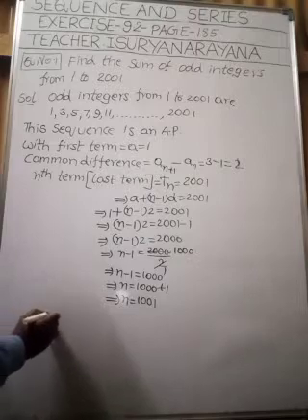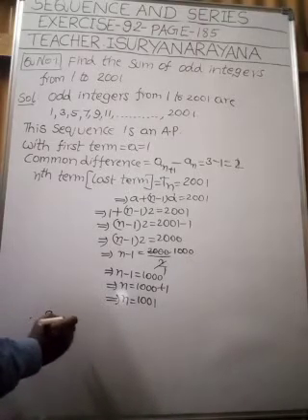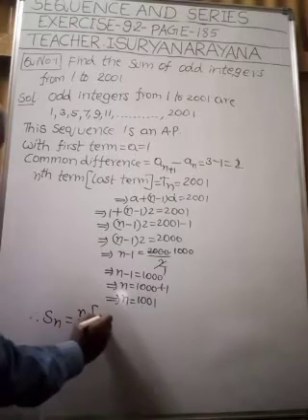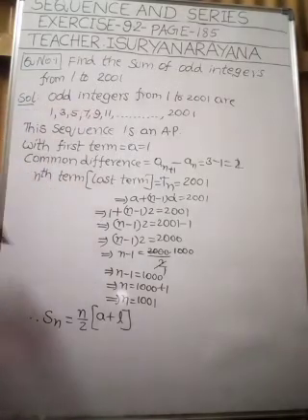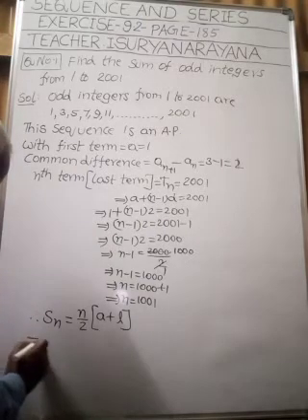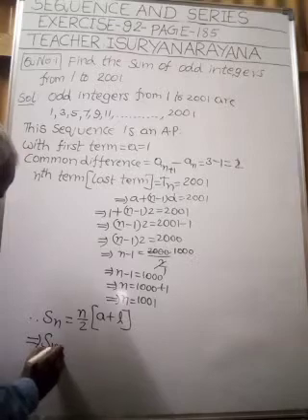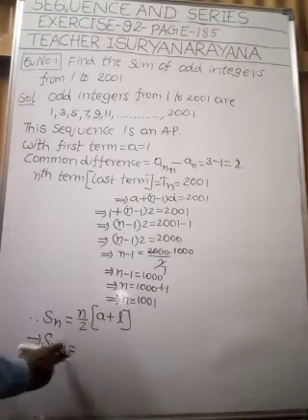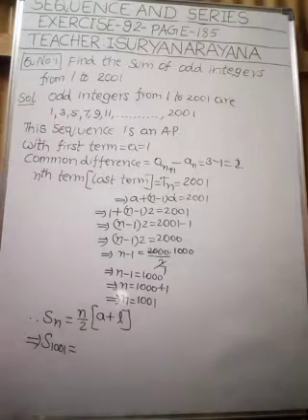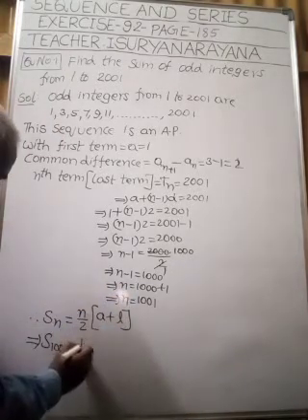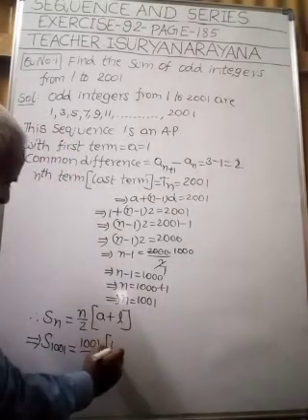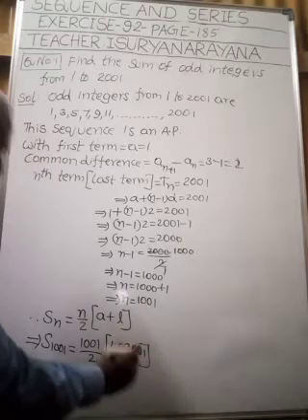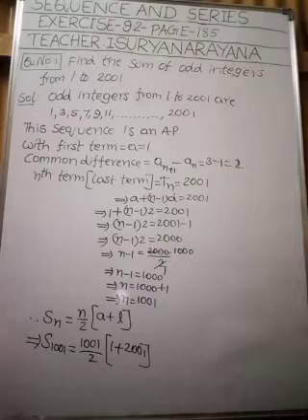Right. Therefore, S n is equal to n by 2 into a plus l. This is the sum of the terms, the sum of the numbers in the arithmetic progression. Yes or no, my children? This implies n means 1001, there are 1001 terms. So 1001 by 2 into what is a here? 1 plus 2001, the last term is 2001. Understood this point, my children?